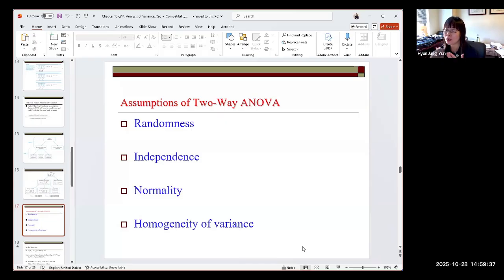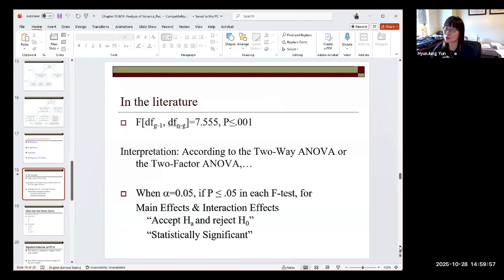So that's what I'm saying here is homogeneity in variance. When we compare multiple cells, they have a similar variability, at least theoretically. So those are the assumptions for whether we can go ahead and do a two-way ANOVA test or not.